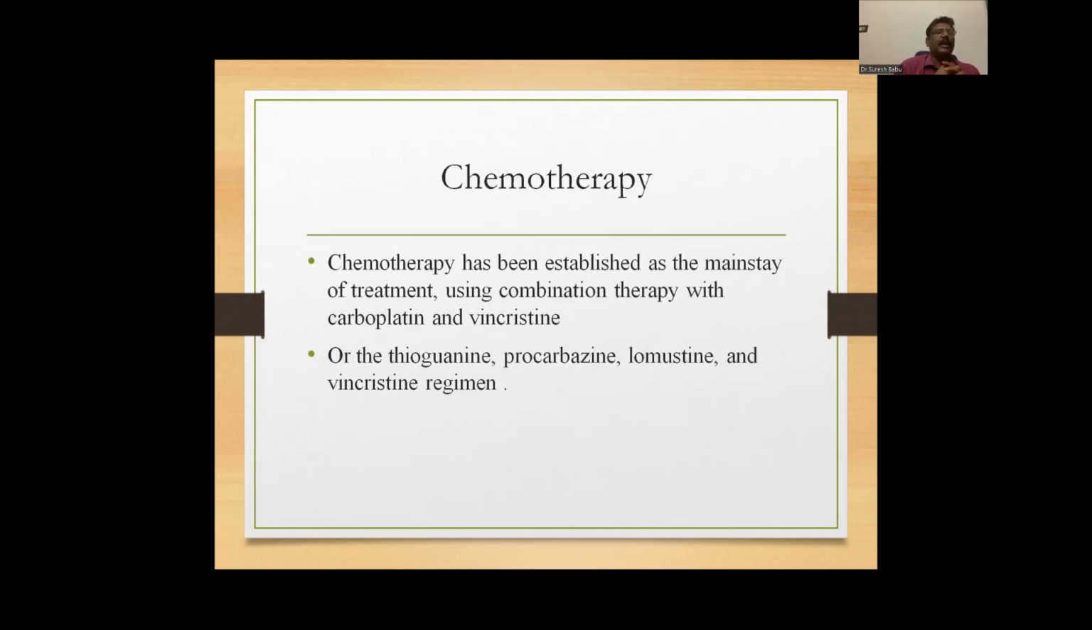So chemotherapy. Because surgical intervention can cause new neurological deficits, first they observe, then they give emphasis to chemotherapy. Chemotherapy has been established as the mainstay of treatment, using a combination of carboplatin and vincristine. They call it the Packer regimen. The first line of drug is carboplatin and vincristine. Sometimes they can use the thioguanine, procarbazine, lomustine, and vincristine regimen also.